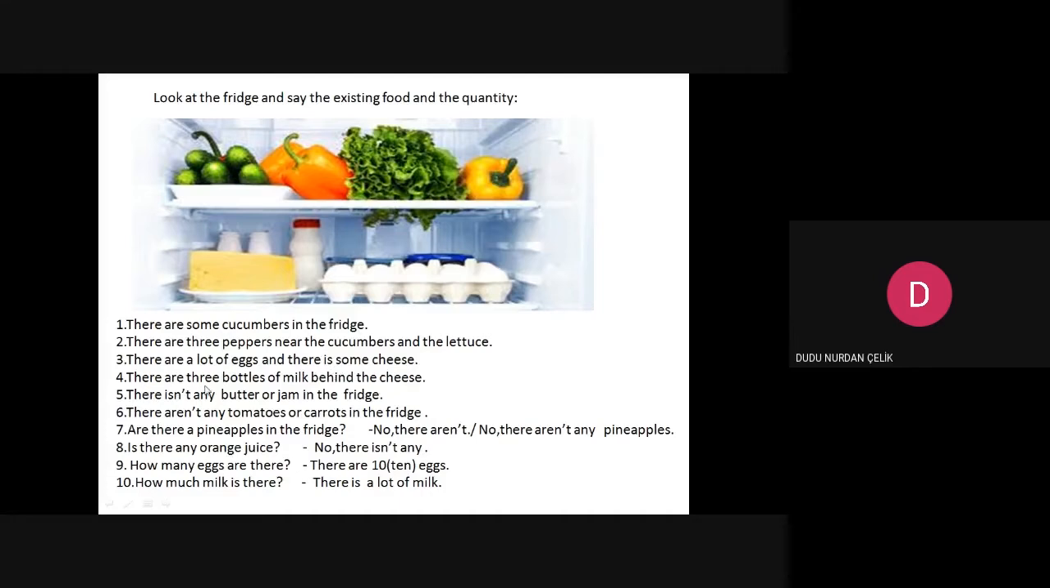There are 3 bottles of milk behind the cheese. 1, 2, 3. Plural.